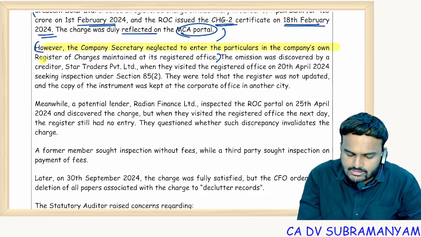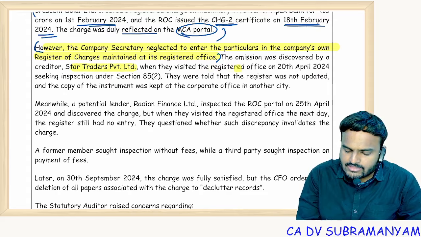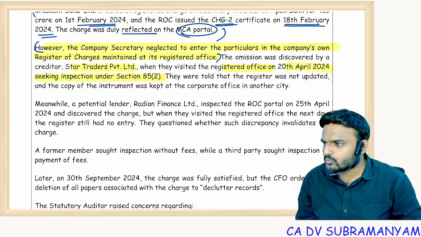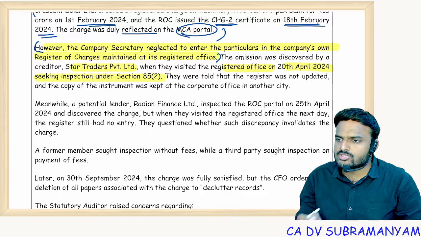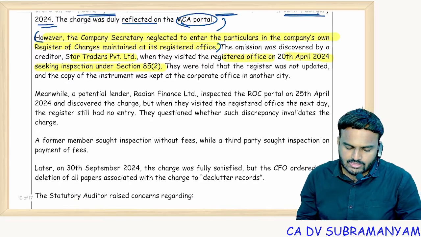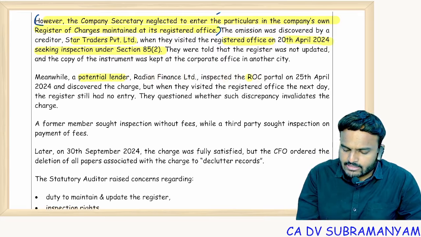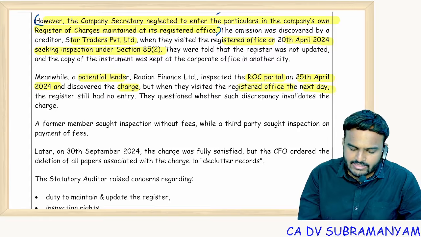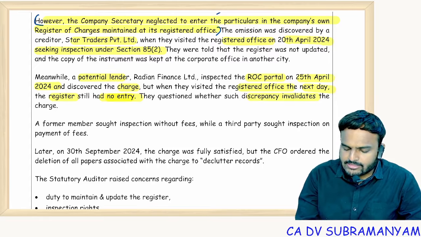Failure to update the register of charges. The omission was discovered by the creditor Star Traders Private Limited when they visited the registered office on 20th April 2024 seeking inspection under Section 85 subsection 2. They were told that the charge register was not updated and the copy of the instrument was kept at the corporate office in another city. Registers and instruments should be preserved at the registered office. Meanwhile, a potential lender, Radian Finance Limited, inspected the ROC portal on 25th April 2024 and discovered the charge, but when they visited the registered office the next day, the register still had no entry. The question is whether such a discrepancy invalidates the charge.